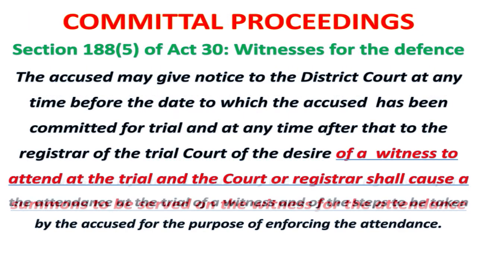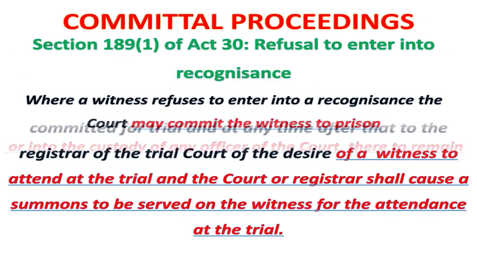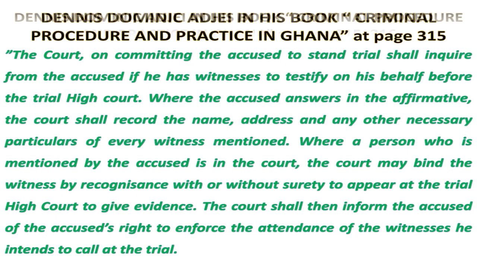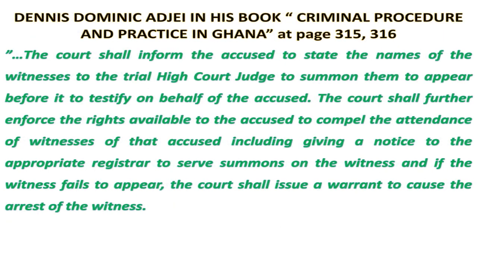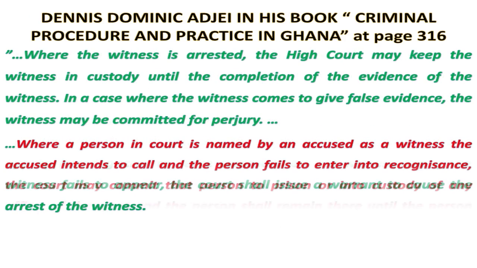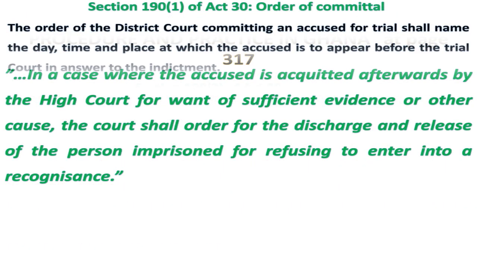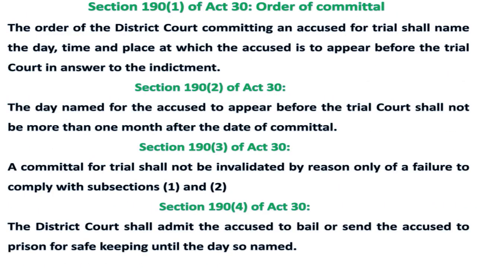So after committing the accused person for trial, what then must the court do? Because now you have taken the witnesses that the accused intends to call, what do you do next? Section 190 of the Act reads as follows. The order of the district court committing an accused for trial shall name the day, time, and place at which the accused is to appear before the trial court in answer to the indictment.